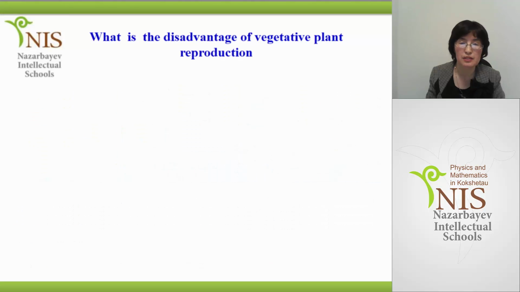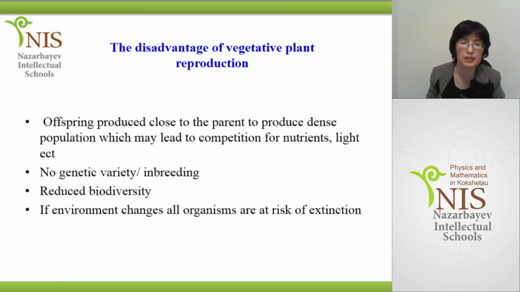What is the disadvantage of vegetative plant reproduction? Offspring are produced close to the parent, producing a dense population, which may lead to competition for nutrients, no genetic variety, inbreeding, and reduced biodiversity. If the environment changes, all organisms are at risk of extinction.